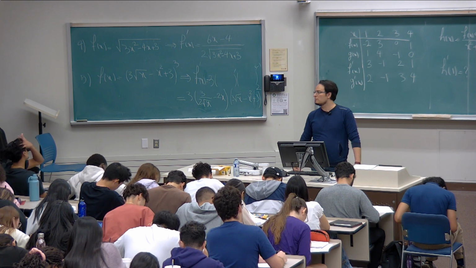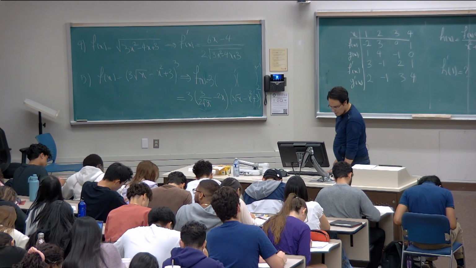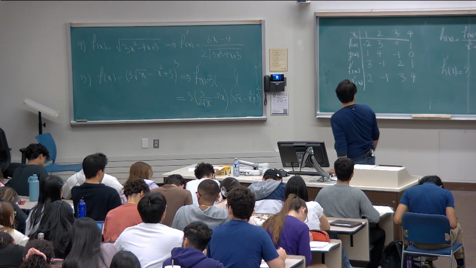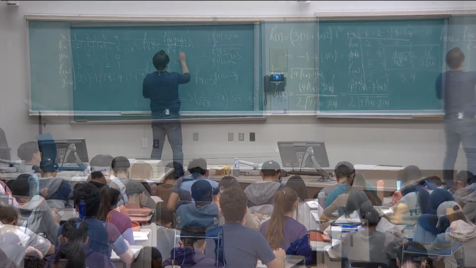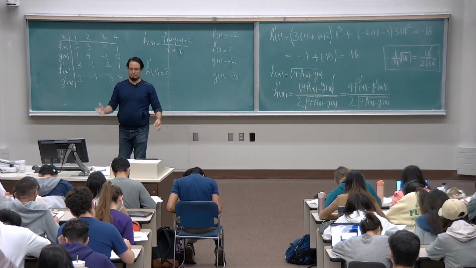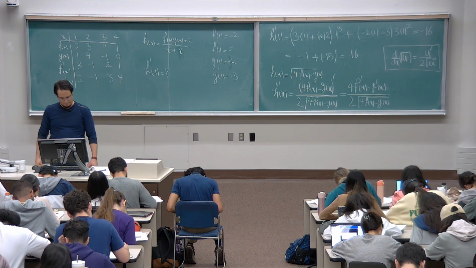Pardon? The iClicker says that the denominator is x squared plus x. What did I? Oh, you're right. Sorry. Thank you.